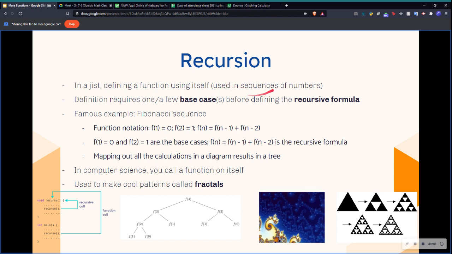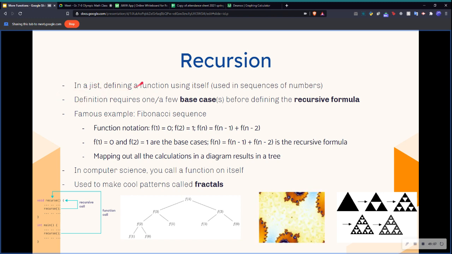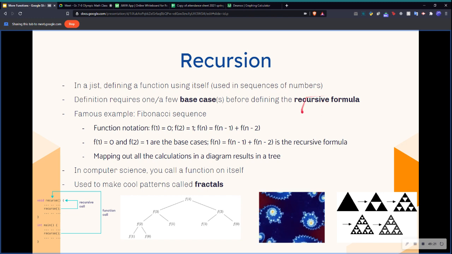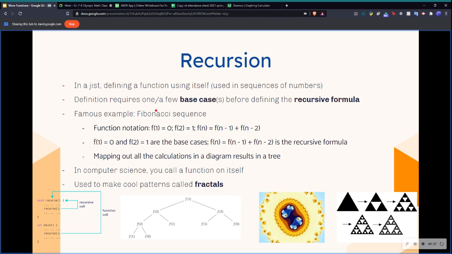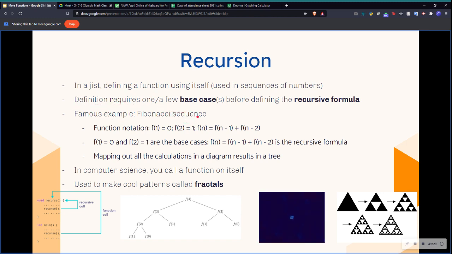This is usually used in sequences of numbers, right? And the definition for a recursive function requires one or a few base cases. This means defined cases, and I'll show you an example of that later. So you have one or a few base cases before you define your recursive formula. Your recursive formula is where you define a function with itself. A famous example of this is the Fibonacci sequence, right?